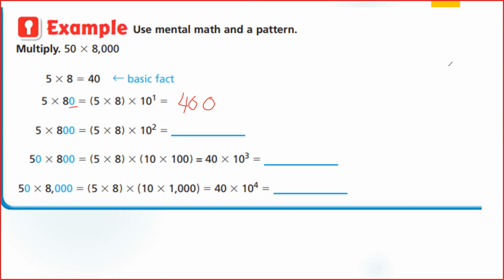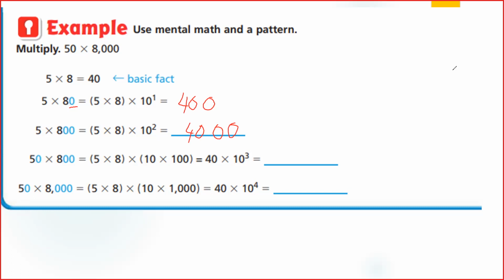Now, look at the second one. How many zeros here in the blue? 2 zeros. I will write now 2 zeros. Then 5 times 8. Bravo. It will be 4,000.